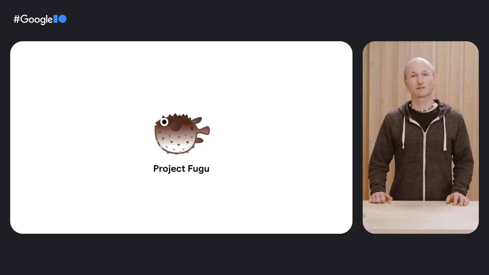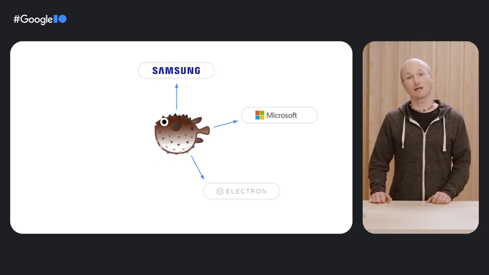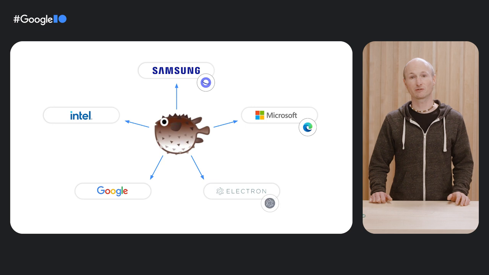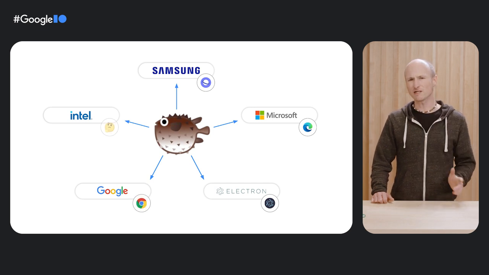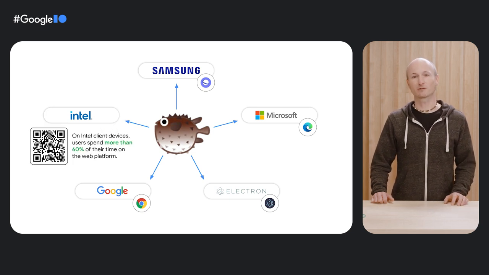It's a cross-company effort. In it, we have Samsung, and Microsoft, and Electron.js, and of course Google, and Intel. Samsung makes a browser called Samsung Internet. And Microsoft is the maker of Edge. And Electron have less Node libraries to depend upon when they can just use the web APIs exposed by Chromium. Google, as you may recall, has Chrome. But why is chipmaker Intel invested in Project Fugu? Well, turns out they looked at what people are doing on Intel machines and found out that they spent more than 60% of their time on the web platform. So there you have it. That's why Intel is a project partner.